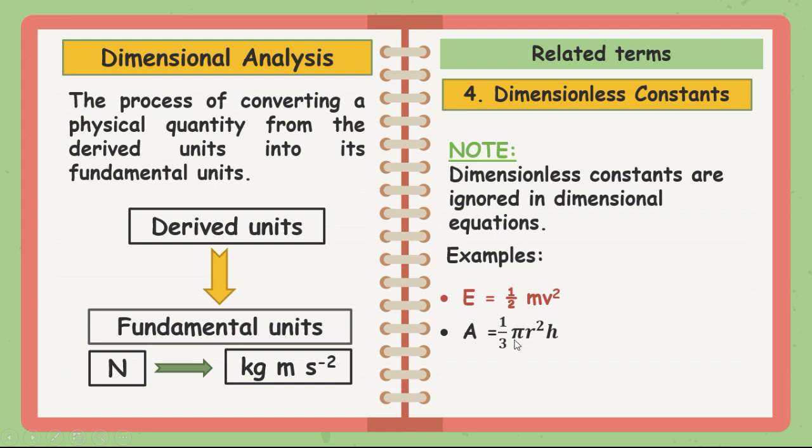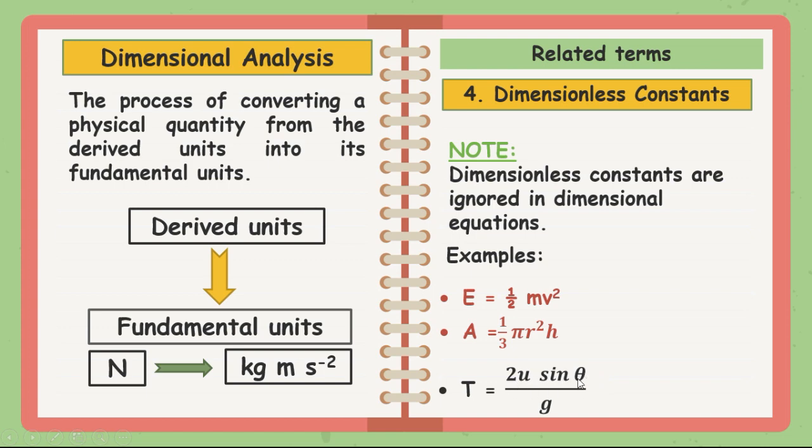The pi as well as the 1/3 are all dimensionless constants, and so the focus will be on the radius squared and the height. Last one, this is what we call the time of flight. I know this is early physics for you. You will see all these things by the end of your study of physics for the period that you are supposed to be in school.